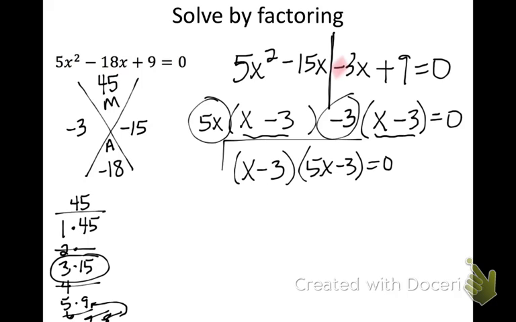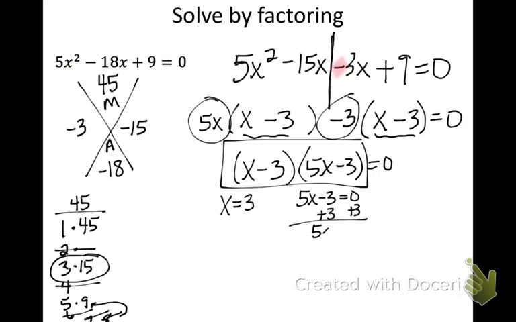If the problem said factor, you would stop here. If it said to solve, you would set them equal to 0 and solve. This first one, we would get x equals a positive 3. The second one, we would make sure that we show our work for. And we get 3 and 3/5.